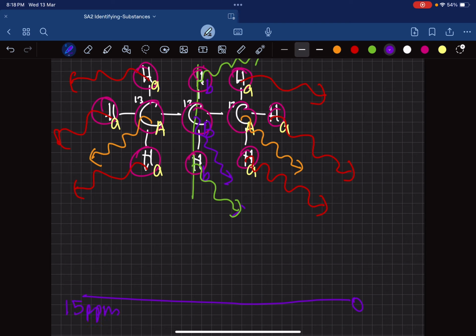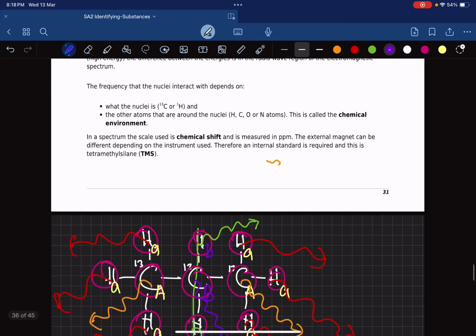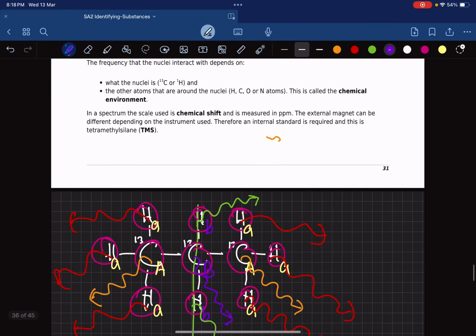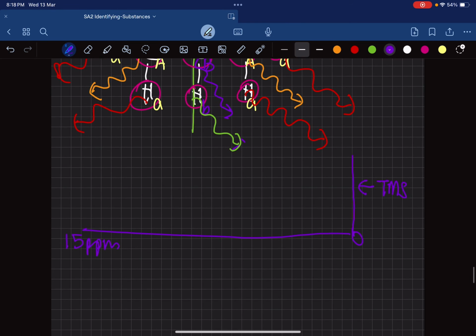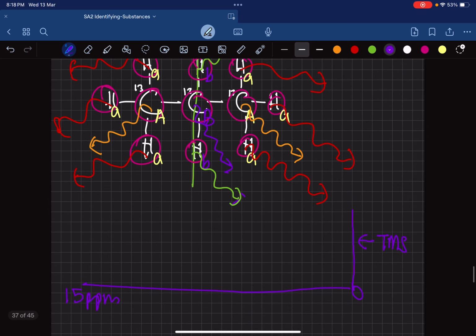The first line here is the line for the TMS. Remember just now I told you TMS is added. The purpose of adding TMS is to tell us where the 0 lies. So wherever the signal for the TMS appears, that's where 0 is. So TMS basically indicates where 0 is. That's it. So for hydrogen, it will go from 0 to 15.